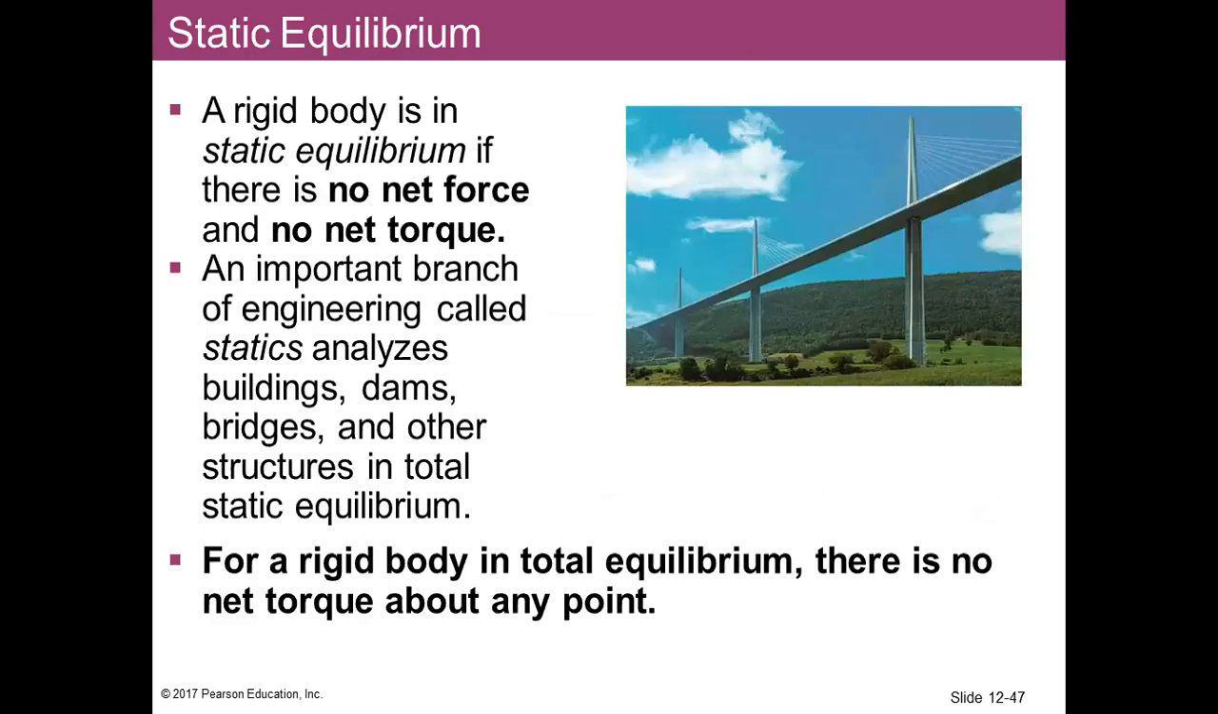Okay, static equilibrium. A rigid body is in static equilibrium if there is no net force and there is no net torque. An important branch of engineering called statics analyzes the buildings, dams, bridges, and other structures in total static equilibrium. Those who are doing civil engineering and mechanical engineering learn more about this static equilibrium. So for a rigid body in total equilibrium, there is no net torque at any point.